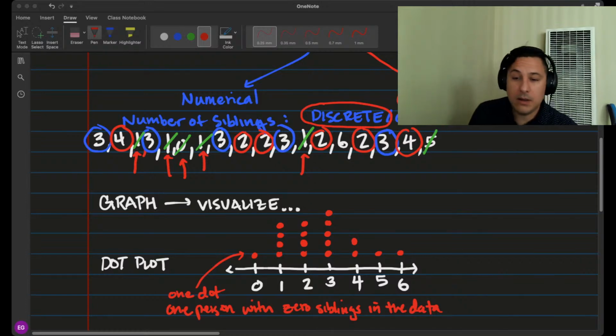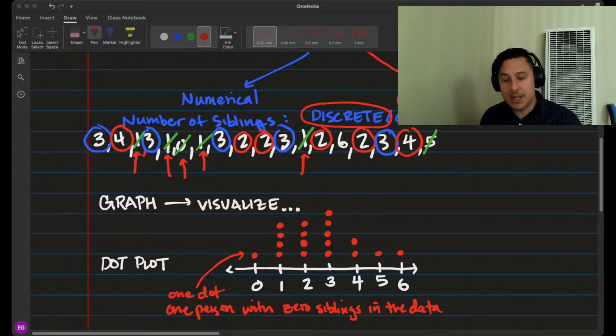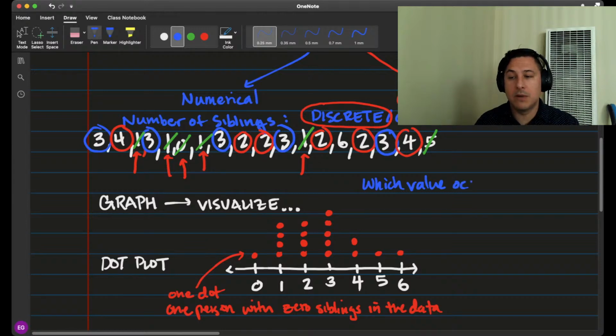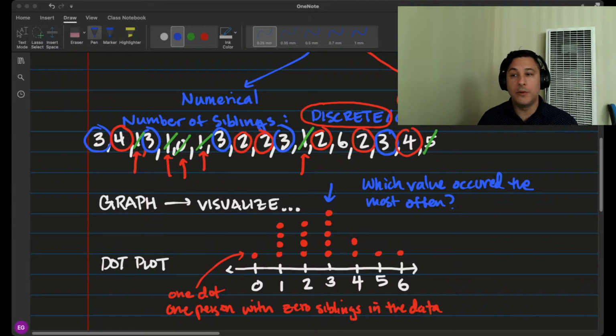Okay, so what's nice about this is that when you turn your data into a graph, you can start looking at it in a systematic way. So you can use this graph to answer questions such as, which value occurred the most often? And that's an easy question to ask. You can see that this is the one with the most dots, in other words, 3 siblings. 3 siblings is the most common number of siblings in our data set.